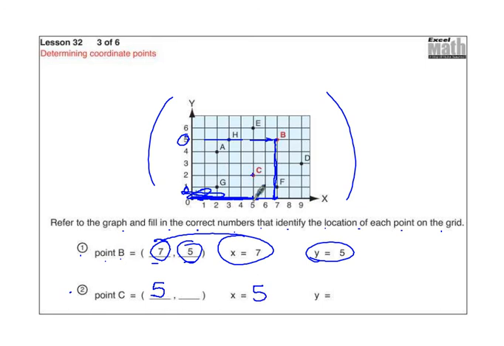Now once I get to 5, how far up do I go to get to that point C? I go up 2, right? 5, 2. Here's the 2 over here. That C is 2 up off the ground. Now, you do not draw, let me erase this. When you are showing or finding points on a grid, you do not draw lines the way I did.